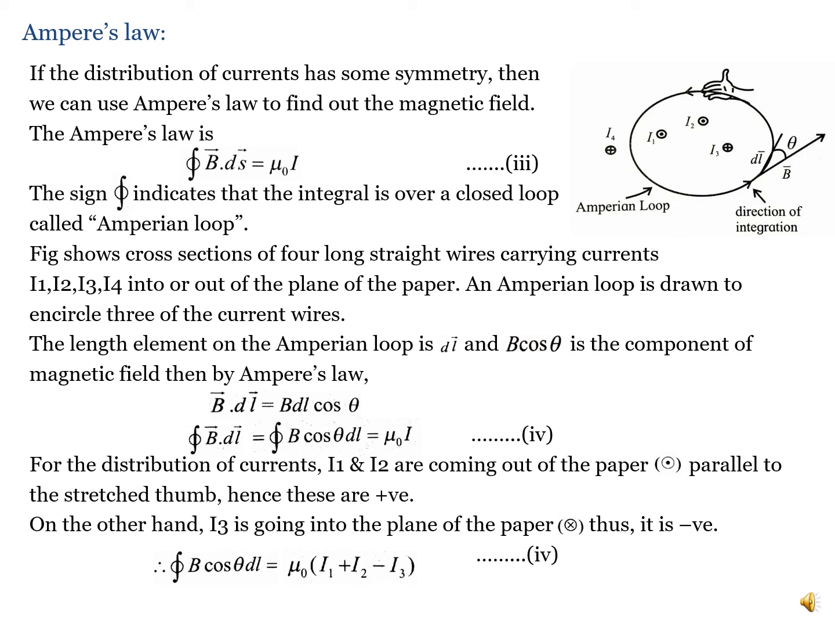So, current I is the sum of all these currents in the Amperian loop. Hence, the equation becomes closed integral B cos theta dl equal to mu 0 in bracket I1 plus I2 minus I3. The current I4 is not within the Amperian loop. As the integration is over a full loop, the contribution of I4 to B is cancelled out.